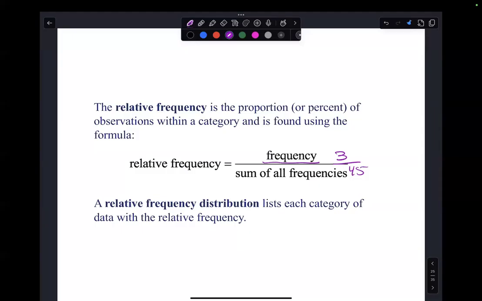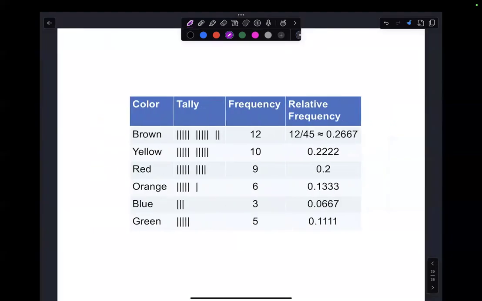So we can list all of the relative frequencies in a distribution chart, and it's going to look very similar to our frequency table, but it's going to have the percent or the proportion of each color we have. So let me show you what that looks like. Here I took 12 divided by 45. Then I did 10 divided by 45, and I did the math for all of these so that I could get their relative frequency.